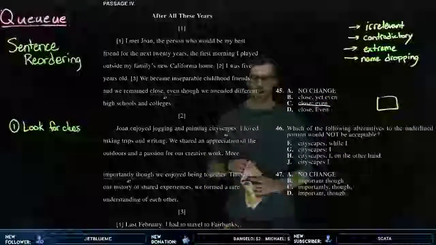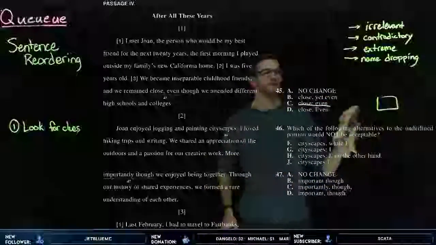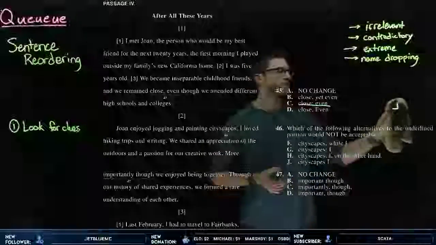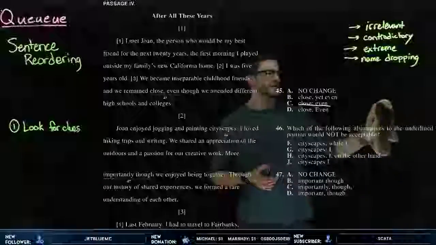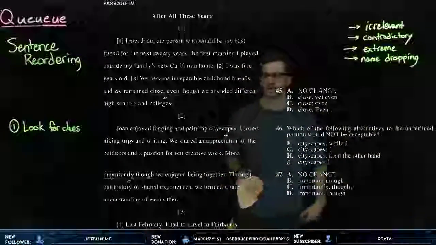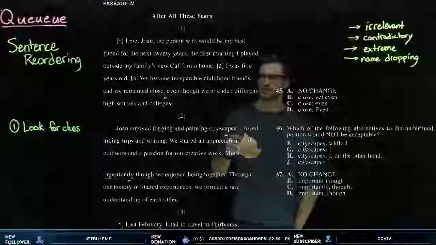Please keep asking questions if you do have them. I'm almost done with this. Well, I'm not almost done with this question. I've barely started. But I've done the hard part, which is identifying the clue that we need two kids who are close who then get less close. So this is a paragraph one question.